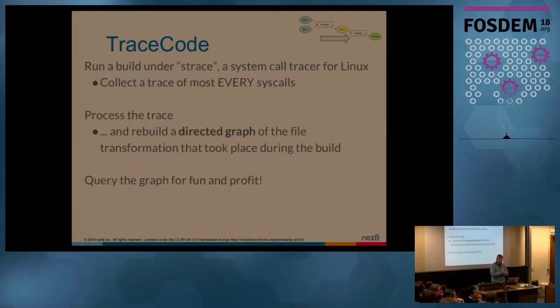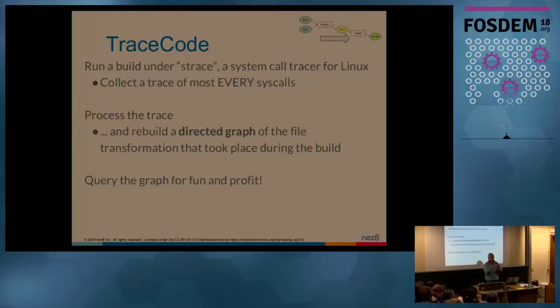strace is a system call tracer for Linux. The way you run it is that you prefix the command that you want to execute with strace, eventually some extra flags, and it will collect a trace of everything that happens in the kernel. So it's basically like a disassembly of the machine language of the kernel that you get for whatever you started in user space.